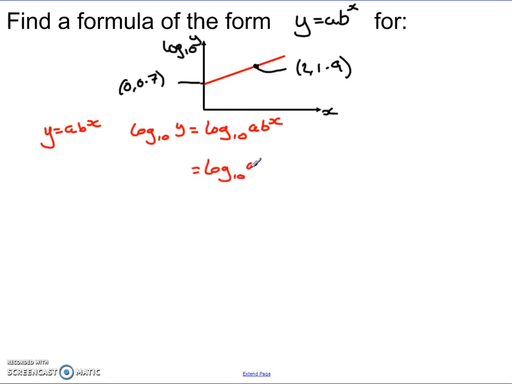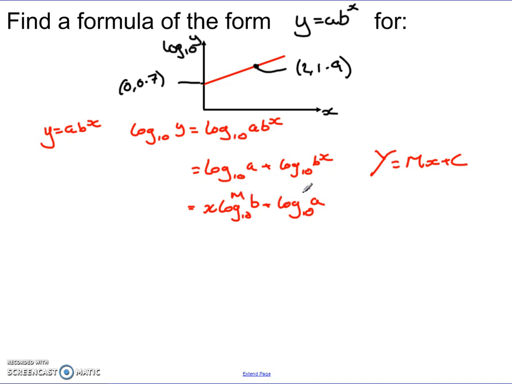Again, I can use my rules of logarithms to split this up the same way. I get log to the base 10 of a plus log to the base 10 of b to the x. Bring the x down, and I get x times log to the base 10 of b plus log to the base 10 of a. And again, we can similarly think of this in terms of y equals mx plus c. The log to the base 10 of b is our m. The log to the base 10 of a is our c, or y-intercept. Looking at the points here, I can actually read off my y-intercept from this point. I know that log to the base 10 of a equals 0.7. Bring this up, and I can say, fine, a equals 10 to the power of 0.7.